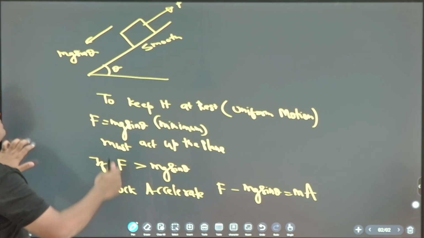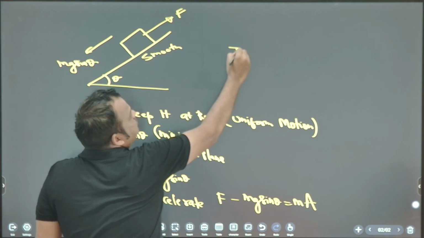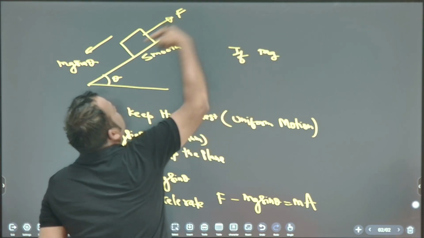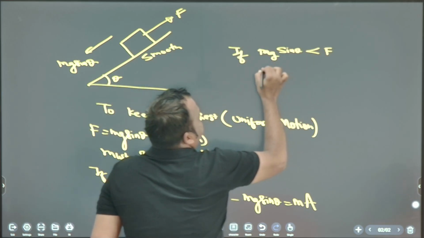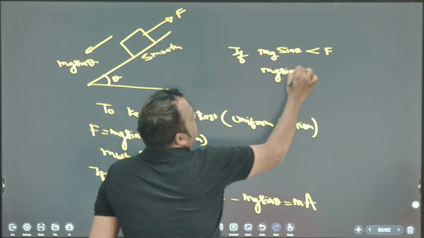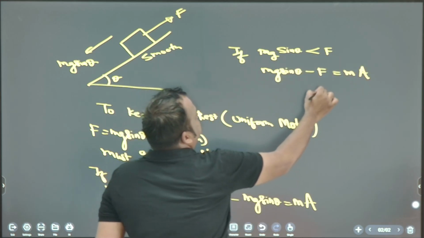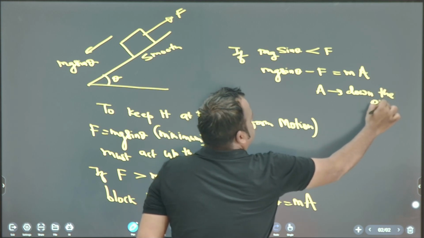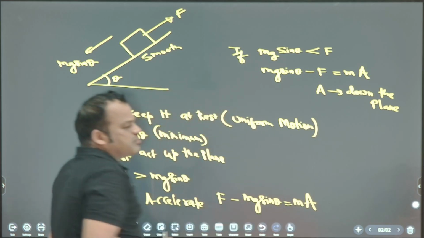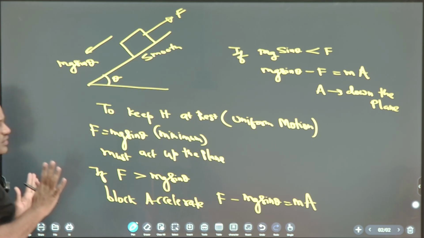Okay, what if F is less than mg sin theta then? If mg sin theta is greater, then it will accelerate downwards. Very good. So if mg sin theta is greater than F, then mg sin theta minus F is equal to ma. So acceleration will be down the plane. Okay, so first you understand these logics: where will it go? Will it go or not? If it is going, where?